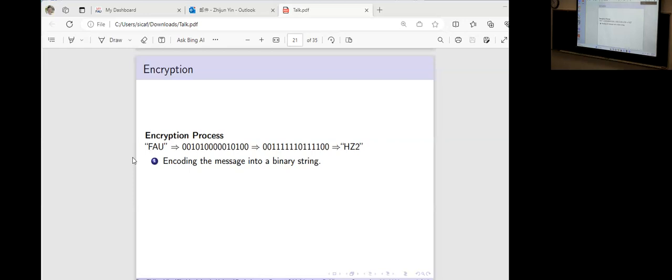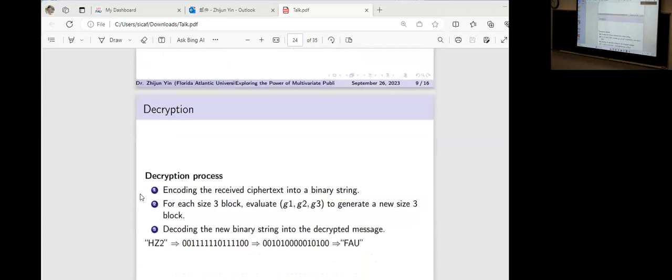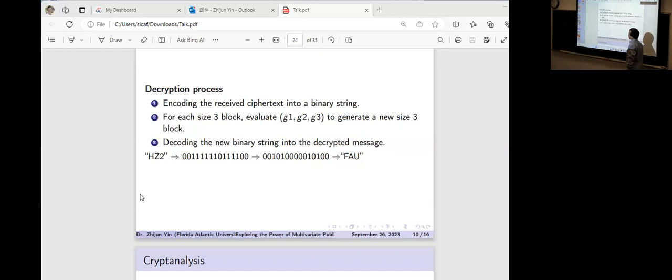It only involves the evaluation of the polynomials for each binary string block over the finite field. So for the finite field, the only thing we need to keep in mind is 1 plus 1 is 0. So that's the encryption process. Decryption process is totally reversed.